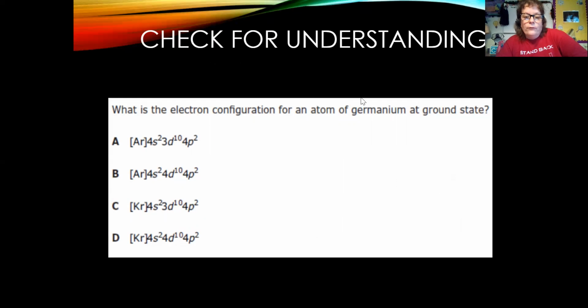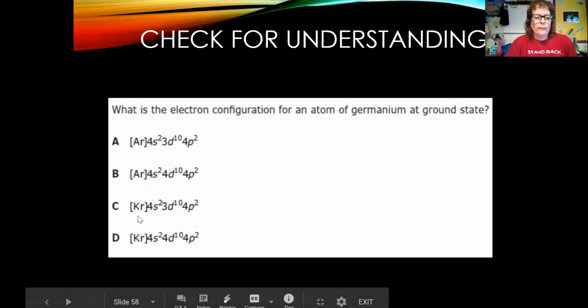What's the electron configuration for an atom of germanium? This is where you're probably going to need to look at the periodic table. You would find germanium on there. It would be element 32. Because these are written in noble gas configuration, you would need to back up and see what the noble gas is that comes right before germanium, which is argon. Now we can eliminate C and D because that's krypton. Krypton comes after germanium.